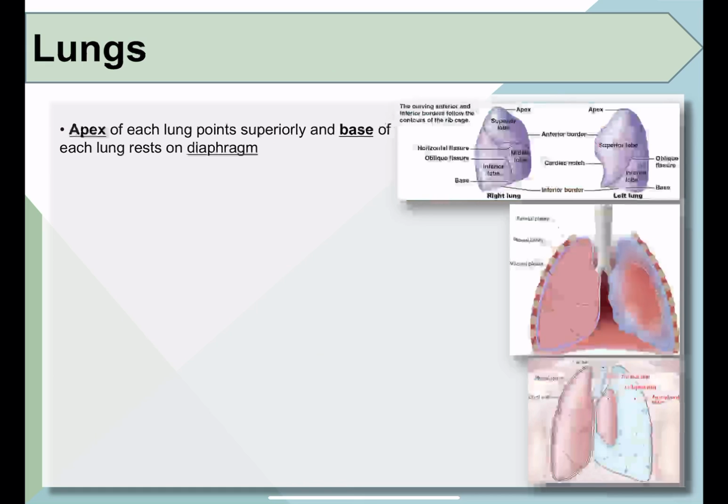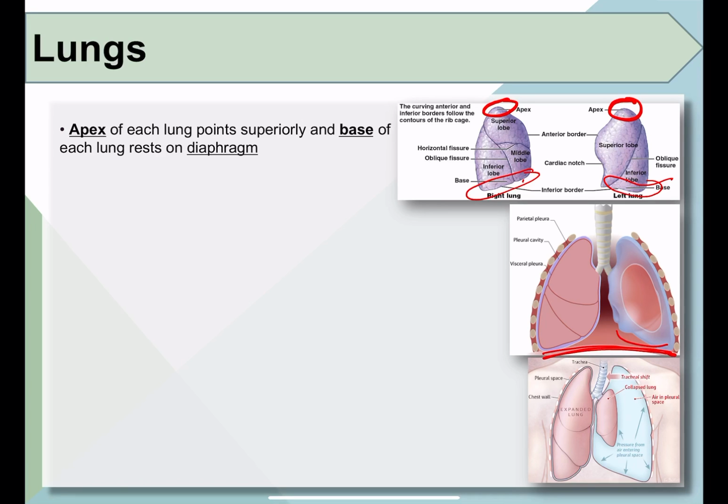Just like the heart has an apex and a base, the lungs do as well, but they're on opposite sides. How nice. The apex of the lungs, because apex refers to somewhere that's pointy, is actually on top right here, where it tapers off to a tip at the top of the lungs. And the base of the lungs is down here on the left and right lungs, which is where they rest on the diaphragm. The diaphragm's right down here, and so this is the base of the lung sitting on top of the diaphragm.